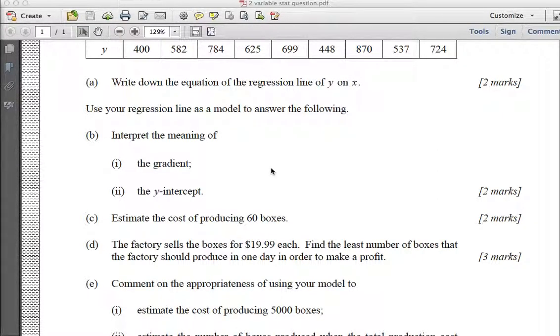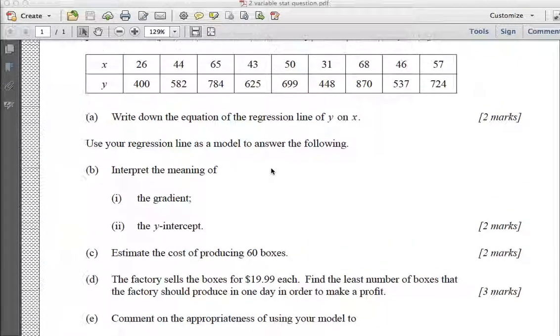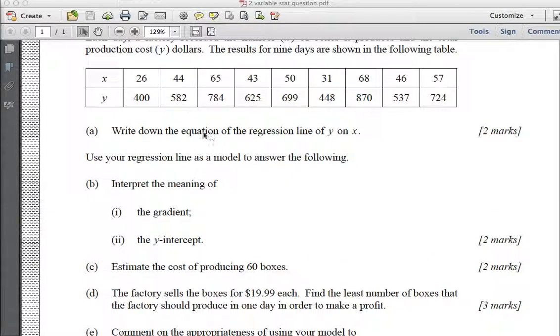Just as a follow-up to the previous example, we're going to have a look at how we can use the function f1 that was derived in the previous example in a subsequent part of the question. So we'd already worked out here what the equation of the regression line was of y on x. So we'd entered all of this data and found it.